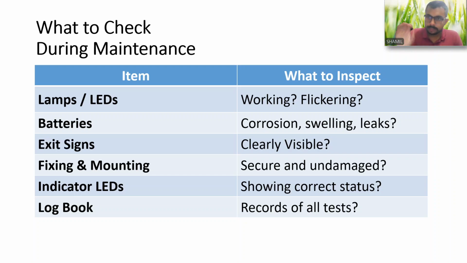So in maintenance, there are 6 aspects that we need to check. First, we need to see whether the lamps or the LEDs are working properly. We need to check whether there is any leakage, corrosion, or swelling of the batteries in the emergency and exit lights. The third one is that we need to see whether the exit signs are clearly visible. The fourth one is regarding the fixing and the mounting of the exit signs, whether they are secured and undamaged. The fifth one is regarding the indicator LEDs, to show the correct status, be it the individual equipment or the centralized panel.